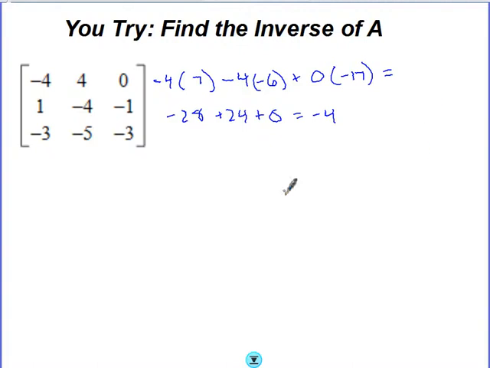Step 2 is to transpose. So I'm going to take this and switch the rows and columns. Switch the rows and columns.